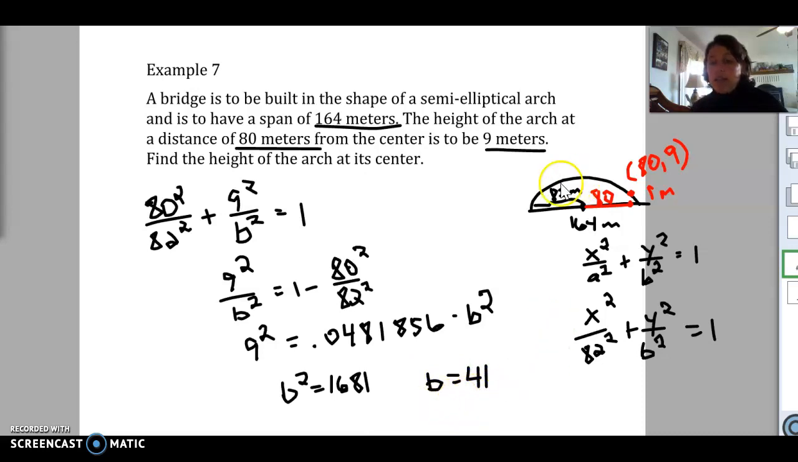So that tells us that this height here at the center, which is going to be the b value of our ellipse, is equal to 41 meters. So the height of the arch at its center is 41 meters, and that is our final answer. And that should get you through all these examples.